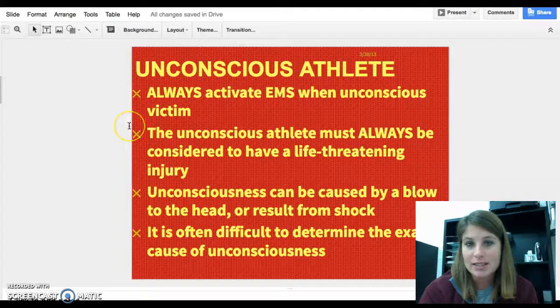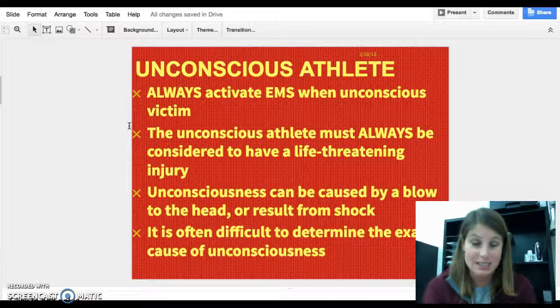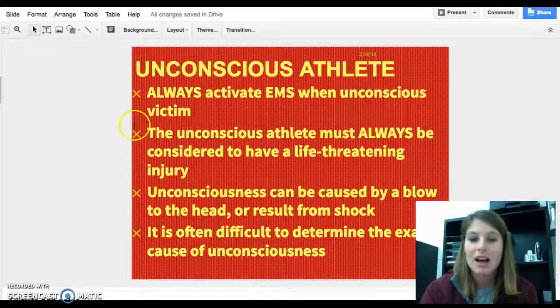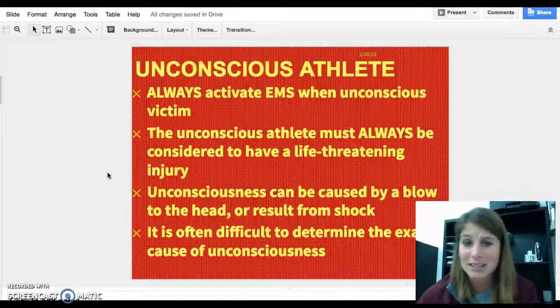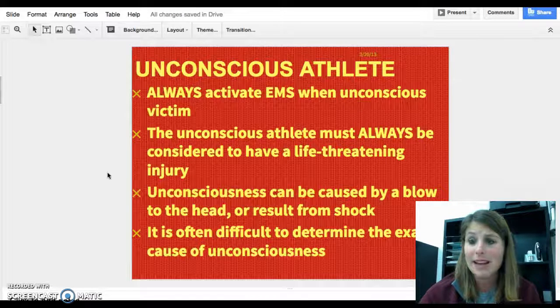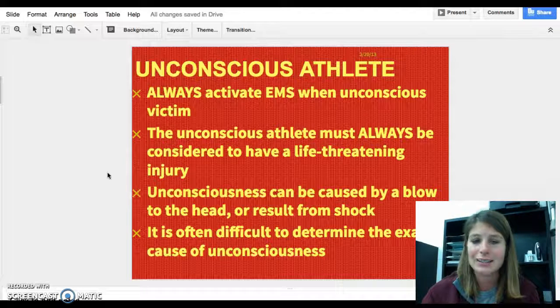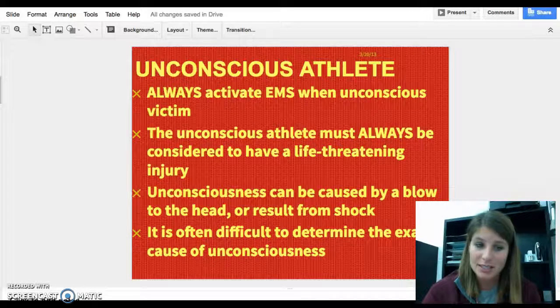Always activate EMS when somebody is unconscious. 911 immediately, okay? Once you assess your victim and can tell they are unconscious, stop what you're doing, go call 911. Okay, the unconscious athlete must always be considered to have a life-threatening condition, and that could be anything on those lists. It could be something like a cervical fracture that we would see in athletics, okay? You can be unconscious from a blow to the head, all right? It could be shock from something else. Either way, it's an emergency, all right? 911.